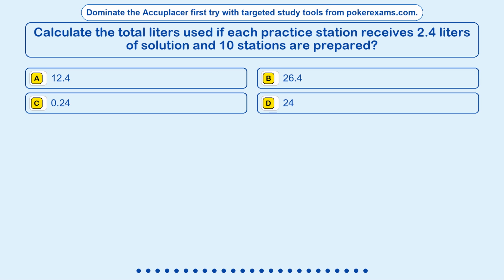Question 3. Calculate the total liters used if each practice station receives 2.4 liters of solution and 10 stations are prepared. Option A, 12.4. Option B, 26.4. Option C, 0.24. Option D, 24.